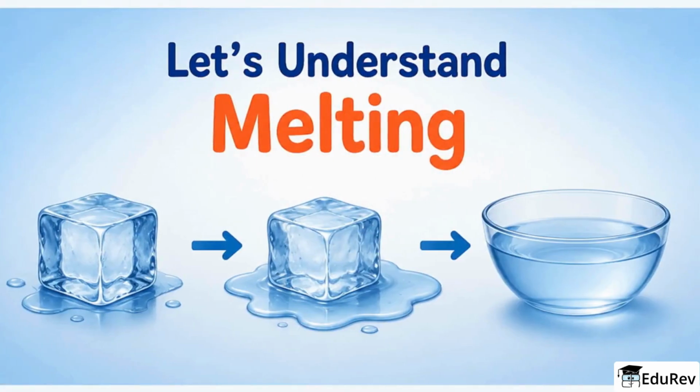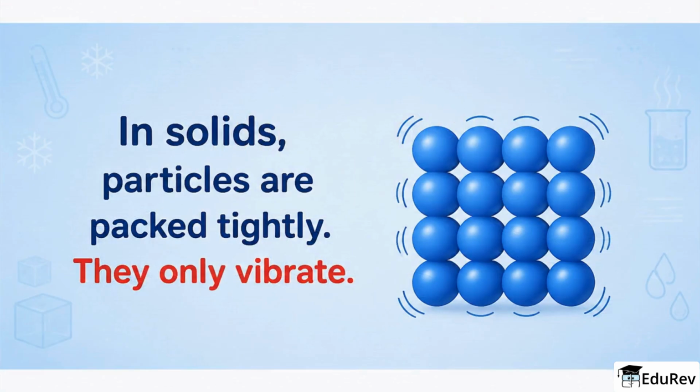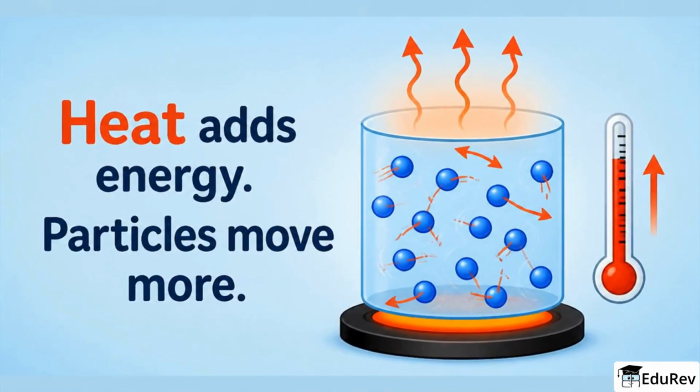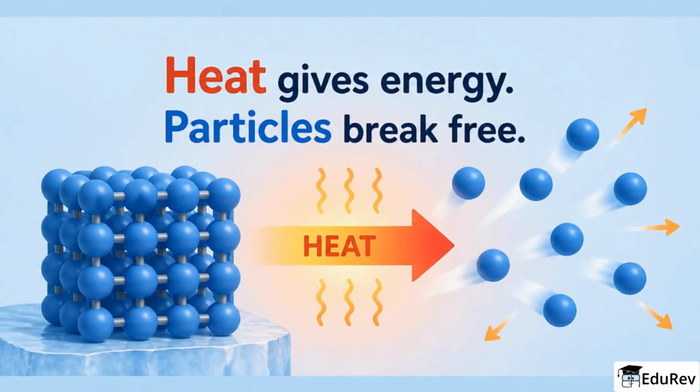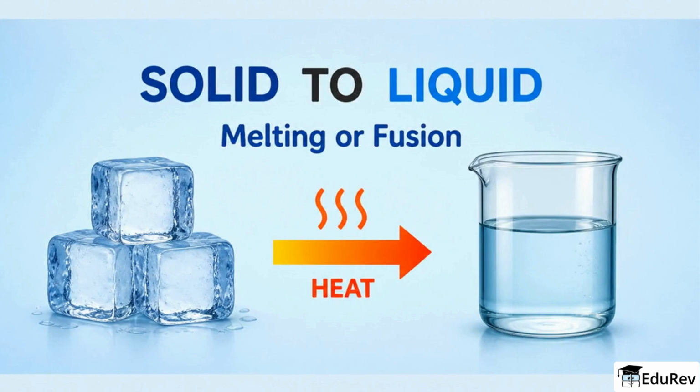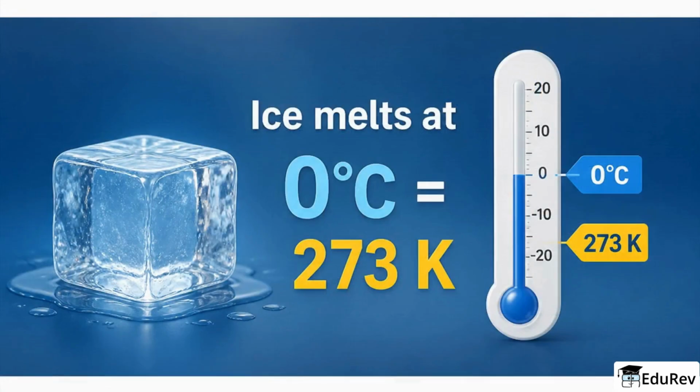Now let us explain melting in simple words. In solids, particles are packed tightly and they only vibrate. When we supply heat, particles gain energy and move more. This added energy helps particles break free from their fixed positions. This change from solid to liquid is called melting or fusion. The melting point of ice is 0 degrees Celsius, which is 273 Kelvin.